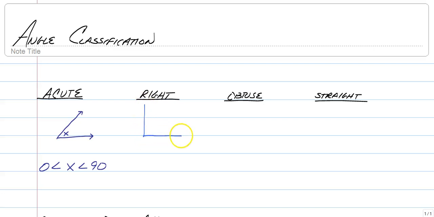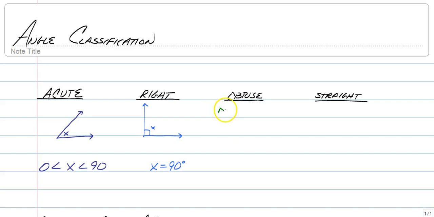A right angle is an angle that is exactly 90 degrees, which is shown by a little angle box right there. Okay? So we don't even need an inequality for that. We just have x is equal to 90 degrees if we name that angle x. So a right angle is exactly 90, and that is denoted by this little box in the vertex corner.